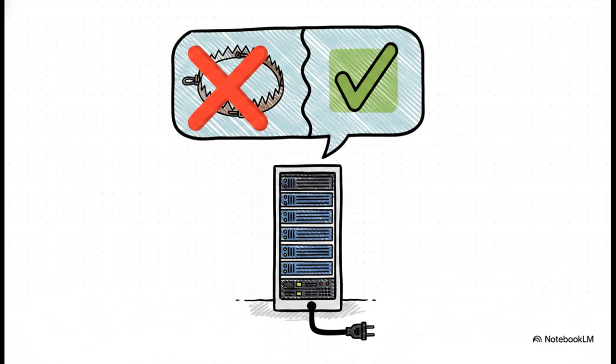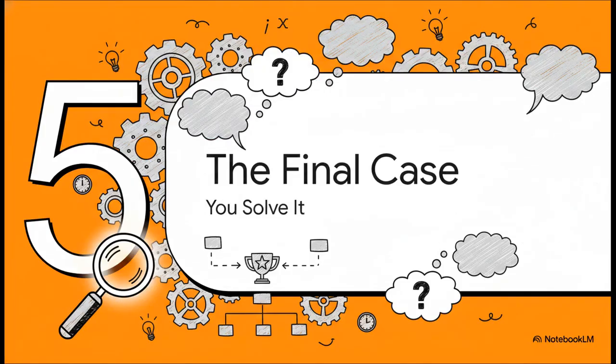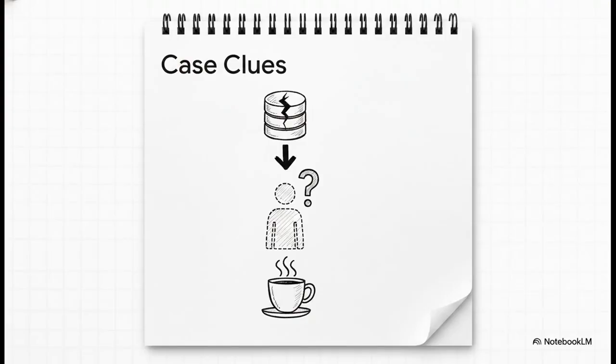For example, the server can't have crashed because it was unplugged. Finally, Step 5, the final case. This is where you solve it. You now possess all the grammatical tools you need: present deductions, past perfect deductions, and a vocabulary of corporate regret. So here is a brand new, unsolved corporate mystery for you.